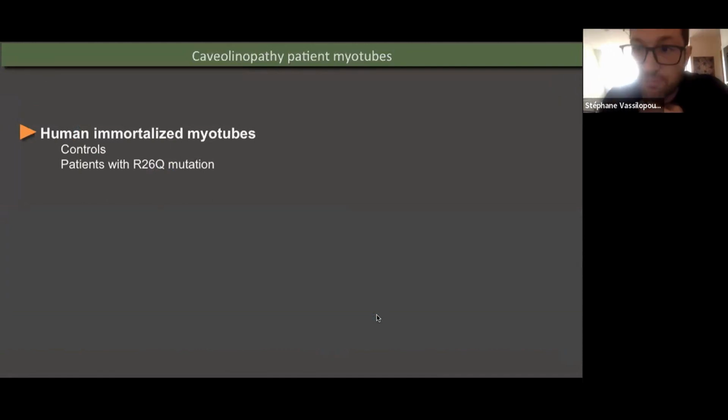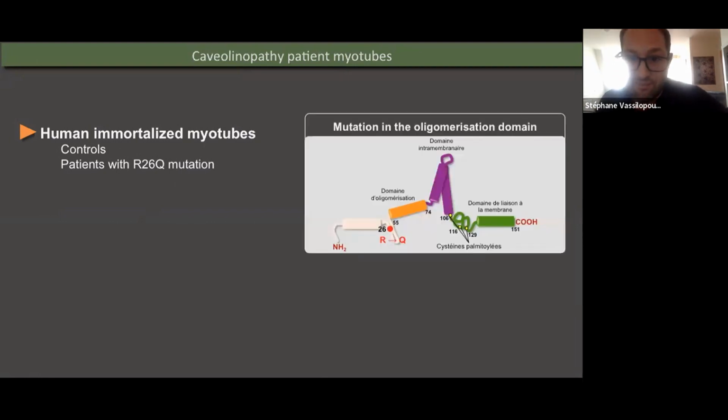And the last part of the talk that I will present is concerning the caveolinopathy patient myotubes. So we decided to do this exact same analysis, but this time, instead of using control cells, we used immortalized myotubes from patients with different caveolin mutations. The experiments I'm going to show here are from two patients with the same R26Q mutation. The mutation is here.